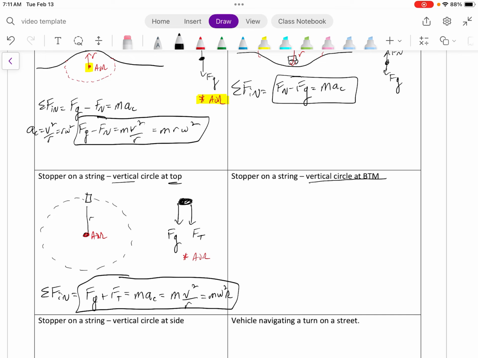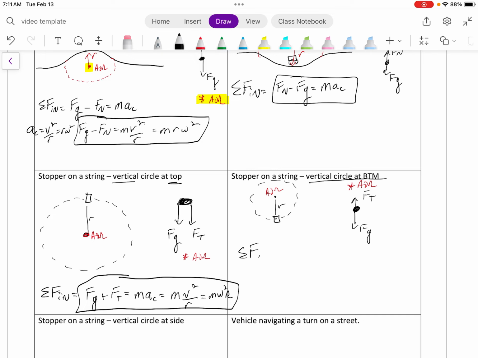Now I've got a vertical circle with the stopper at the bottom. So here's what that might look like. This is my axis of rotation. This is the radius. And I'm going to draw a dot that represents the stopper. And I have force of gravity outward. I have force of tension inward. Where's my axis of rotation? It's above force of tension.